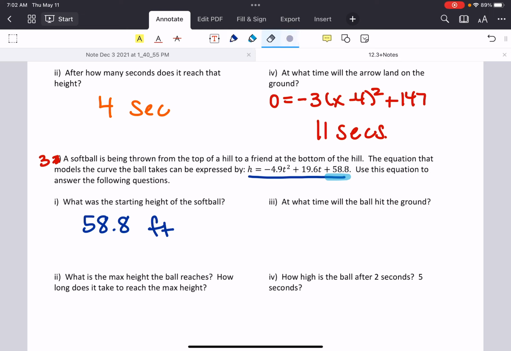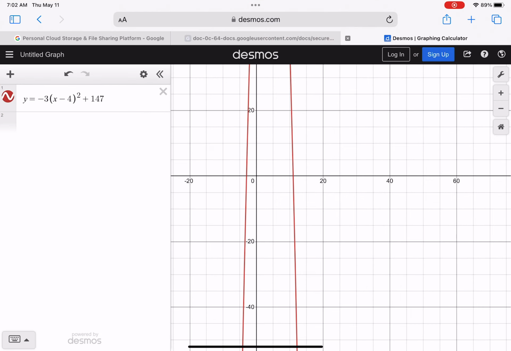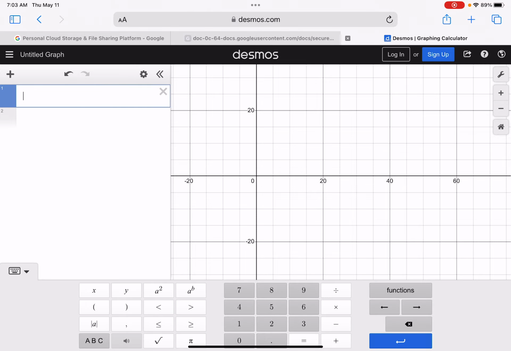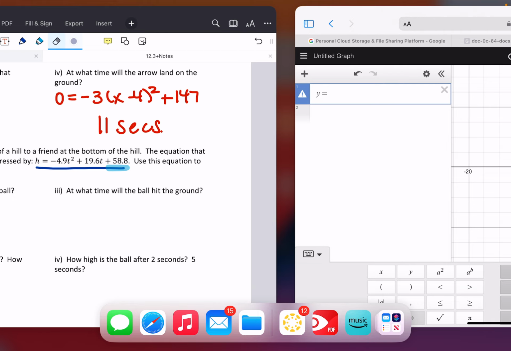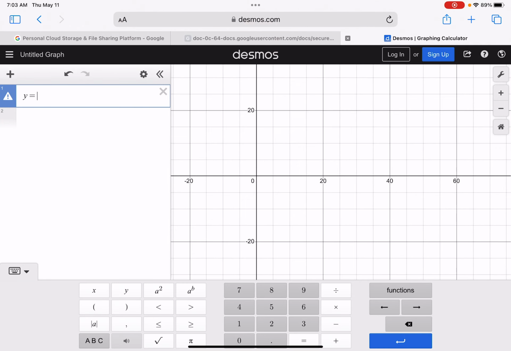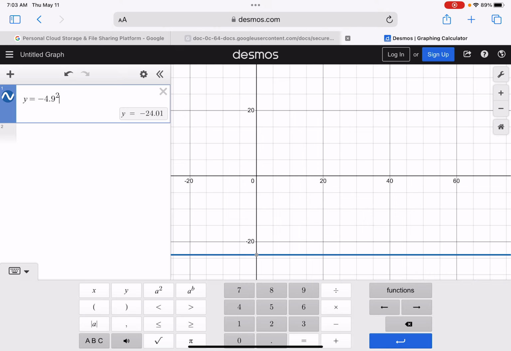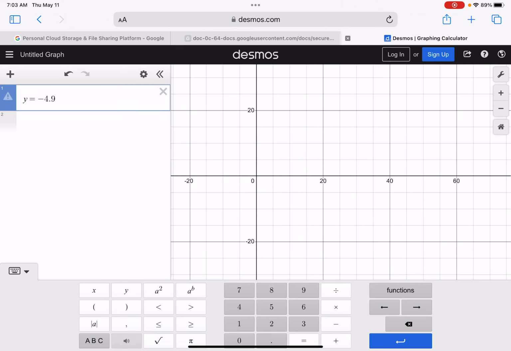What is the max height? I don't know the vertex. I don't know the other things. So what we're going to do is go ahead and go to our Desmos calculator. Instead of the h, I'm just going to type y equals again. You can type the h. It will still work fine, but we're just going to use y equals. Y equals -4.9. And instead of, oops, nope, I don't want to square that. I'm going to use x squared.